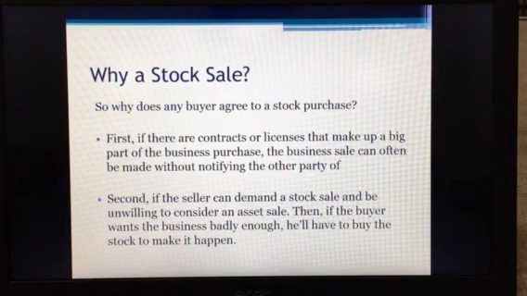Why a stock sale? So, why does any buyer agree to a stock purchase? First, if there are contracts or licenses that make up a big part of the business purchase, the business sale can often be made without notifying the other party. Second, if the seller demands a stock sale and is unwilling to consider an asset sale, then if the buyer wants the business badly enough, he will have to buy the stock to make it happen.